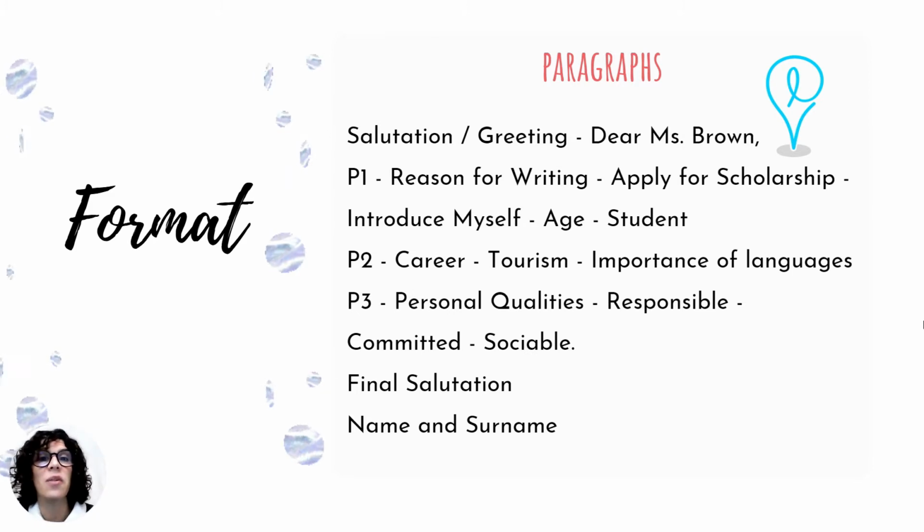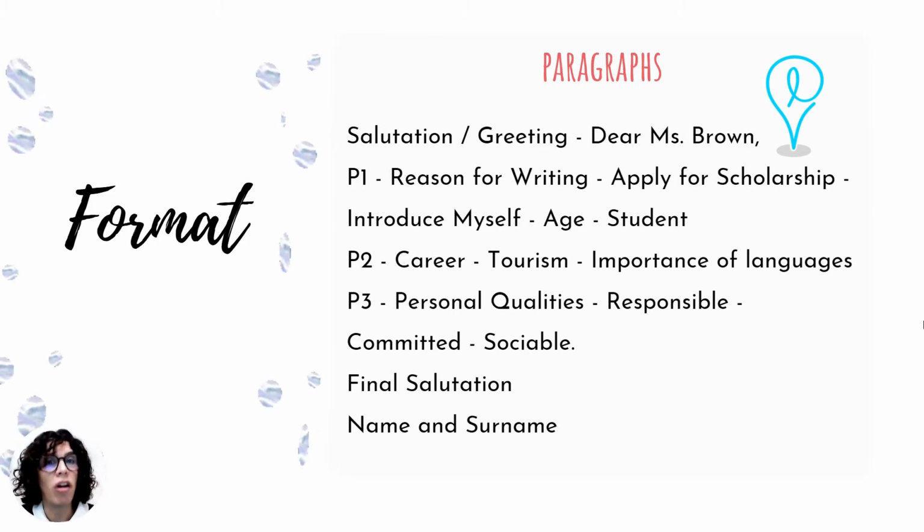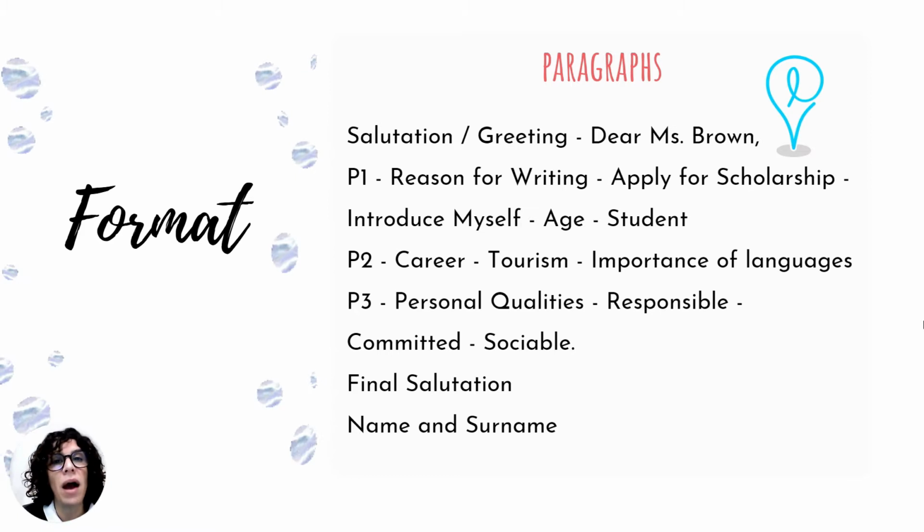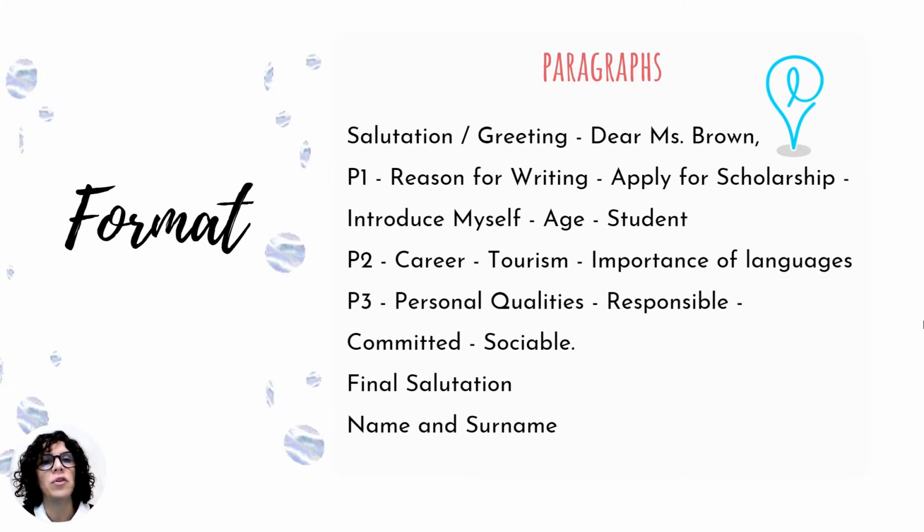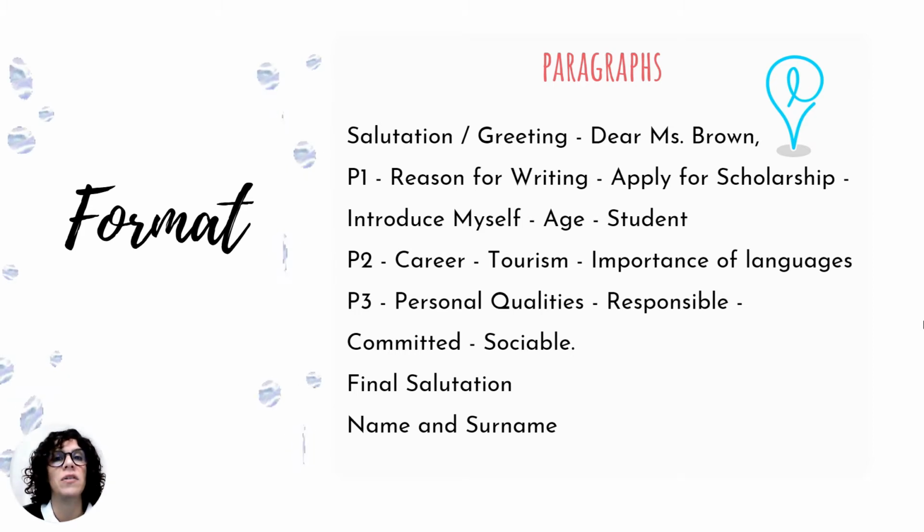In this case, the one that you have just read, the scholarship, we are going to organize it in this way. We will start by greeting Miss Brown. So we will start with Dear Miss Brown. Then we will include 3 paragraphs with information. In the first paragraph, I'm going to use the reasons for writing. I'm going to apply for the scholarship. I'm going to introduce myself and mention these 2 important things that appeared in the advertisement: my age and the fact that I am a student.